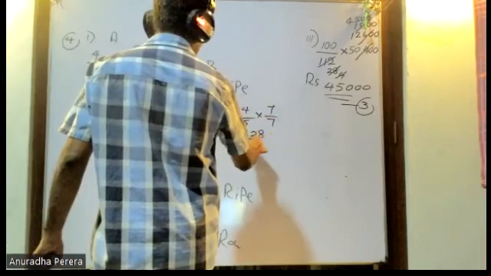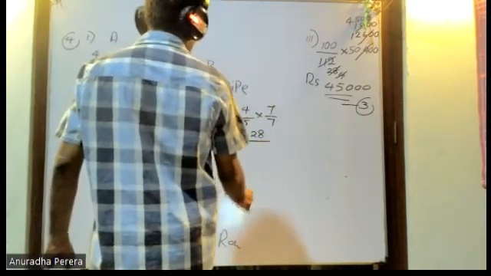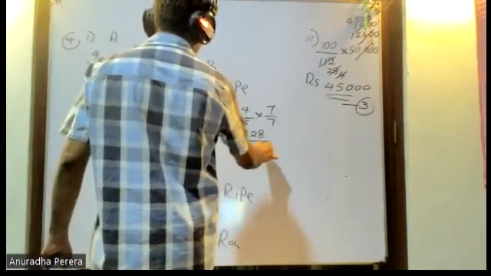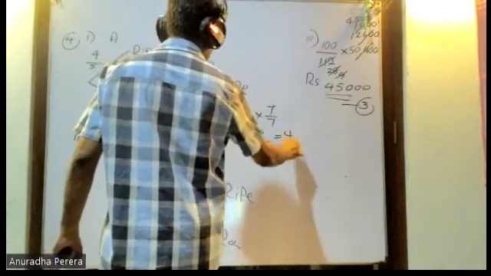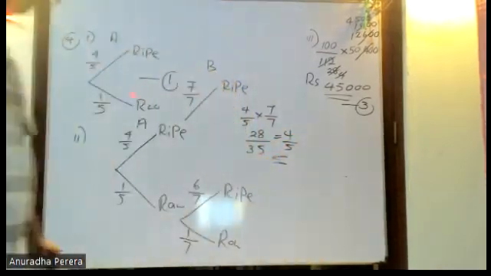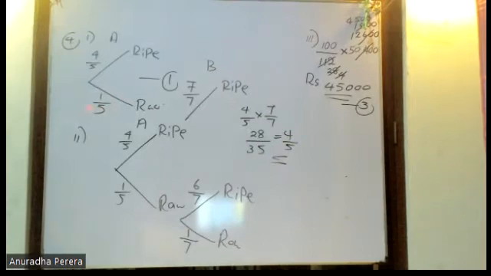28 over 35. Yes, 35. Your answer is 4 over 5. The probability is 4 over 5.